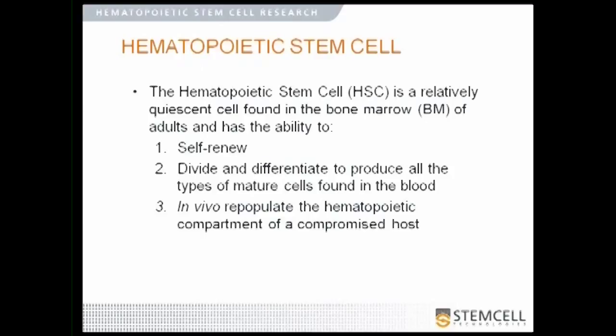The characteristics of these very important stem cells are that they can self-renew to maintain stem cell populations, as well as proliferate and differentiate to eventually generate all the mature cells in the blood, including the myeloid, erythroid, and lymphoid populations. A true hematopoietic stem cell is ultimately defined by its ability to repopulate in vivo the hematopoietic compartment of a compromised host.